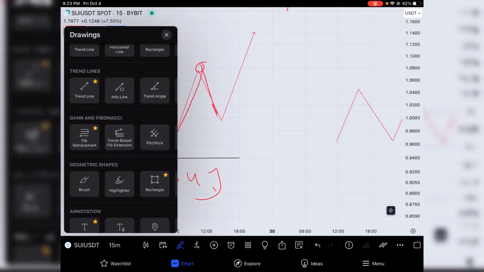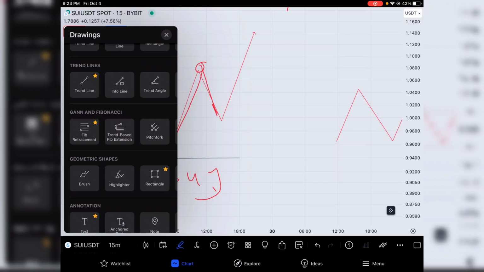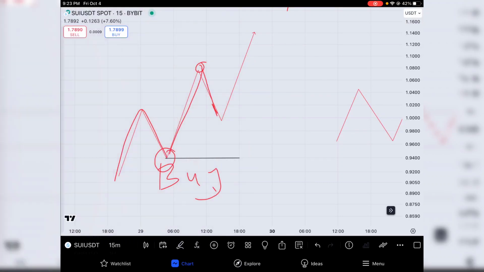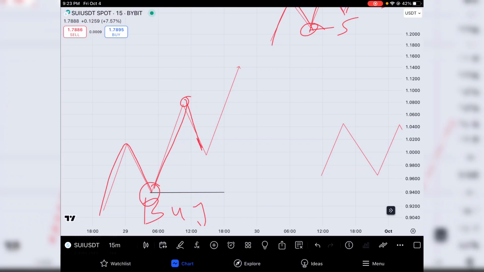Look at the name here. This is it, Fibonacci retracement. It tells you where the market will get to before it stops and starts going back up. How do we use it? Fibonacci is only used in a trending market, in a market that is trending, either in an upward or downward direction, either an uptrend or a downtrend.